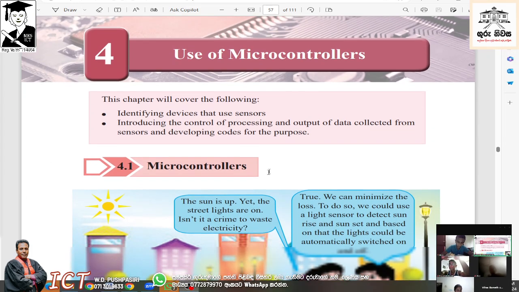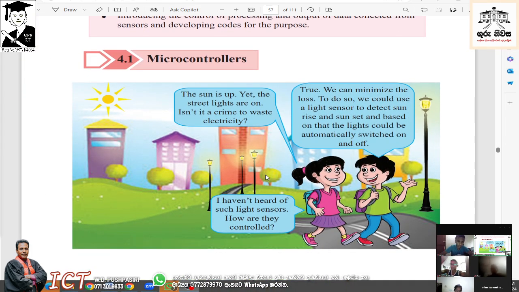Next subheading called microcontrollers. Right, microcontrollers.